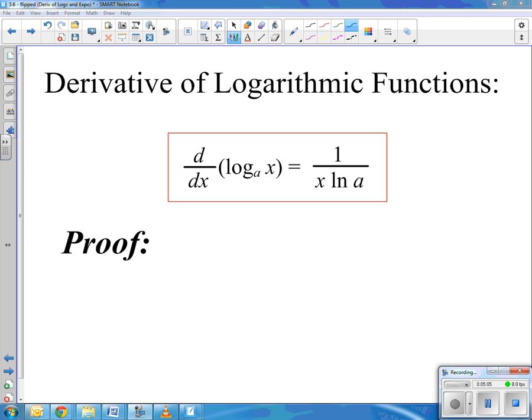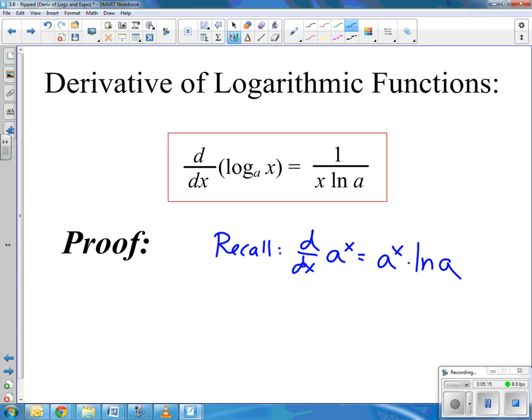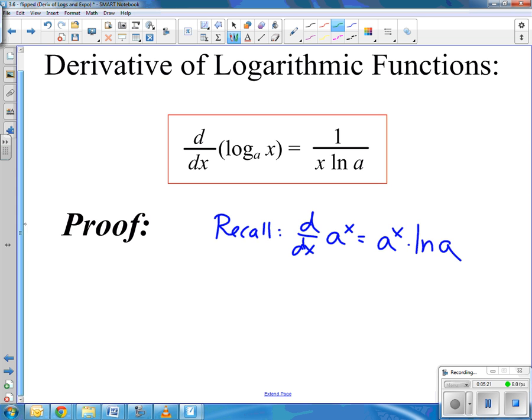So let's recall what we just talked about. We know that the derivative of an exponential, I'm going to use a to the x, equals a to the x times the natural log of base a. Now let's take a look at our log function. I'm going to make a little more room here.